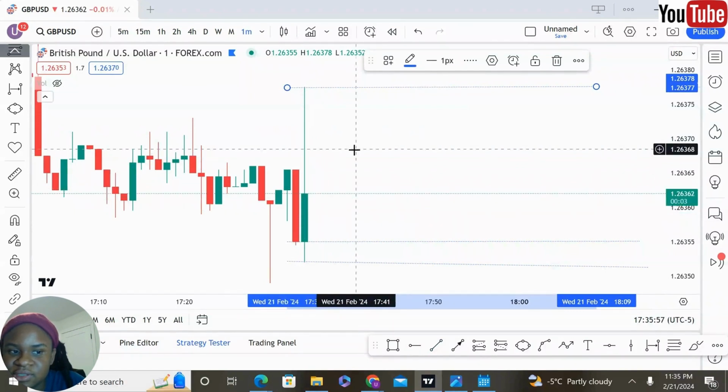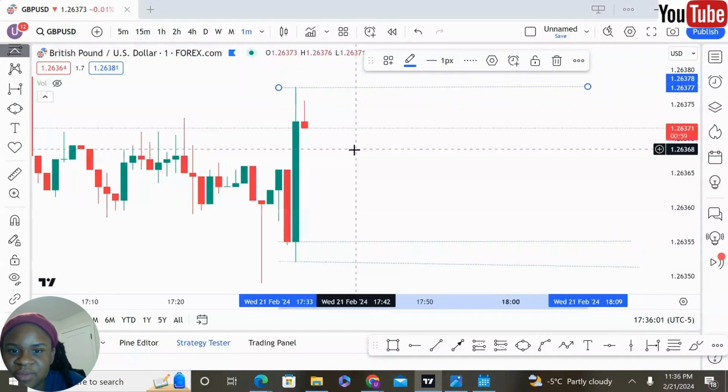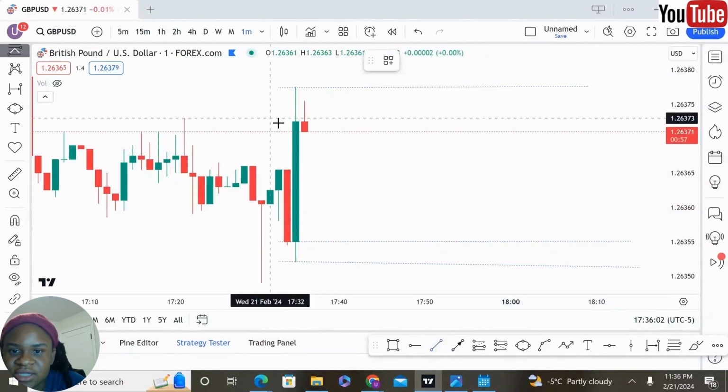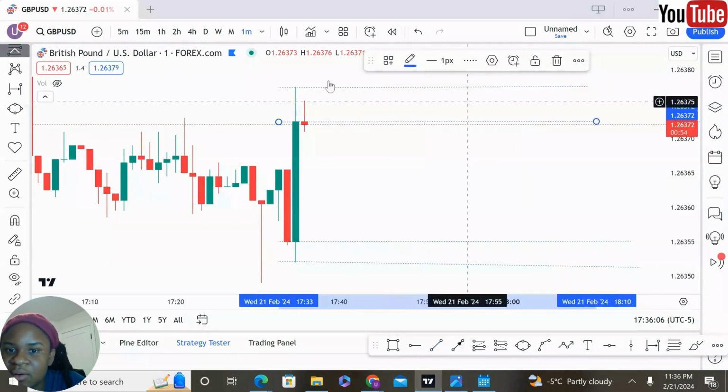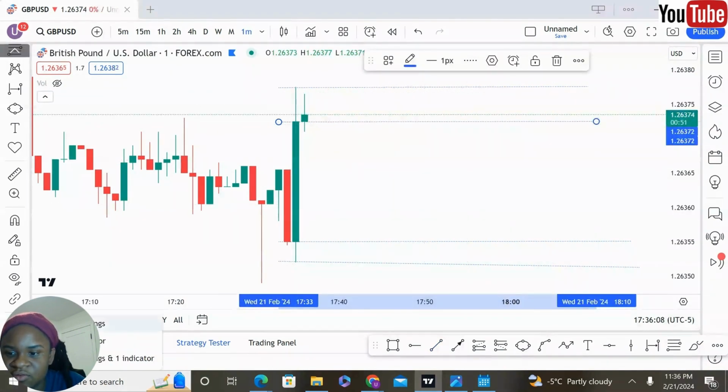5 seconds, 4, 3, 2, and 1 second have expired on that candle. Good example. You can see it, market closed here. So this is how market actually works for all of us.